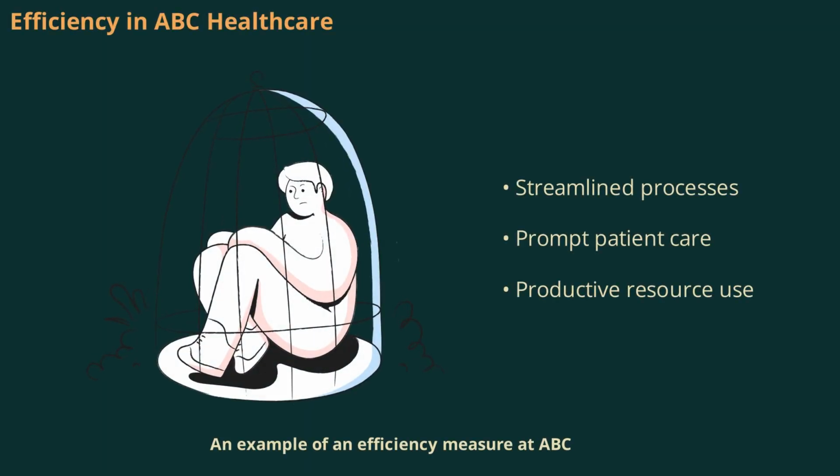An example of an efficiency measure at ABC Healthcare is the streamlining of healthcare delivery processes. By optimizing workflows, they ensure that patients receive prompt attention and that resources are used productively. This not only improves patient satisfaction, but also allows the organization to serve more people without increasing costs. Efficiency is a key driver of value for money in any NPO.